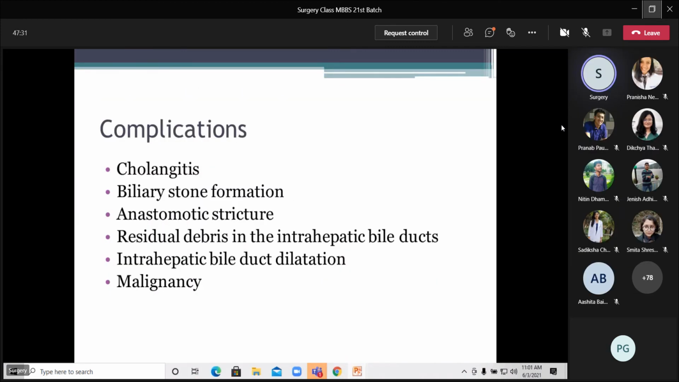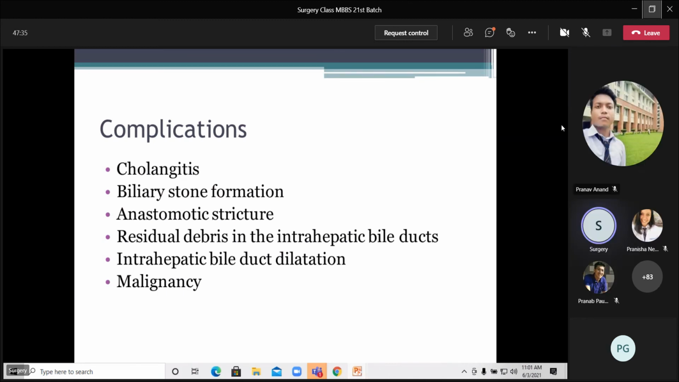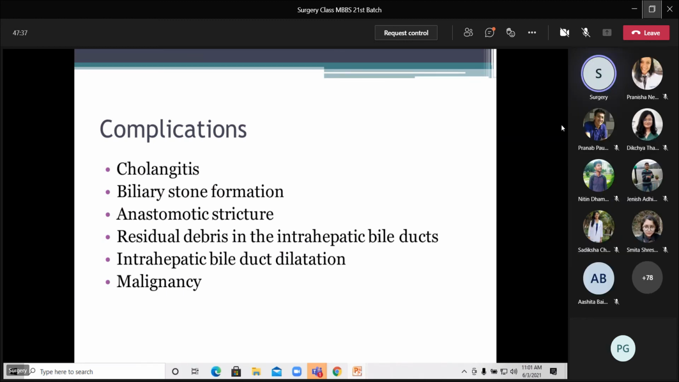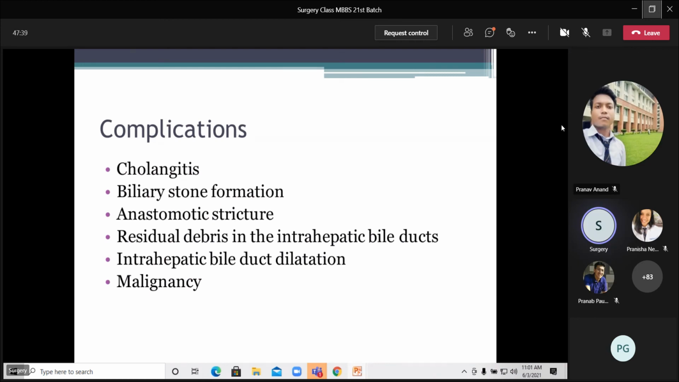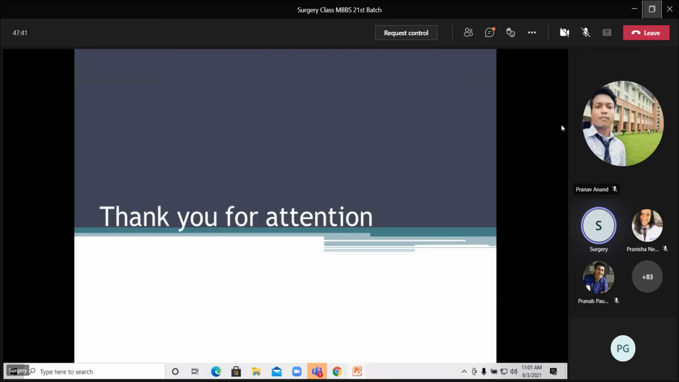Complications: cholangitis, biliary stone formation, anastomotic stricture, residual debris in the intrahepatic bile ducts, intrahepatic bile duct dilatation, and malignancy. That's it.